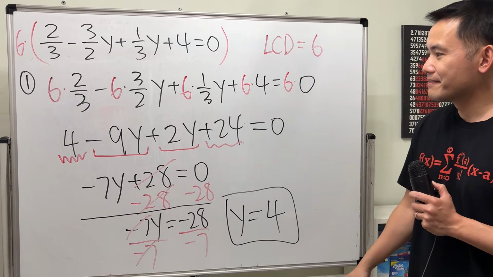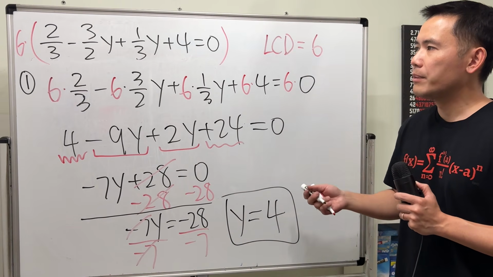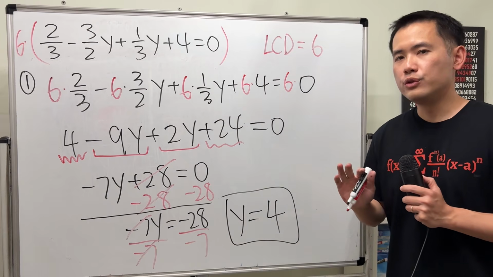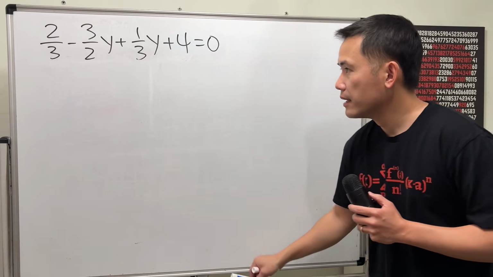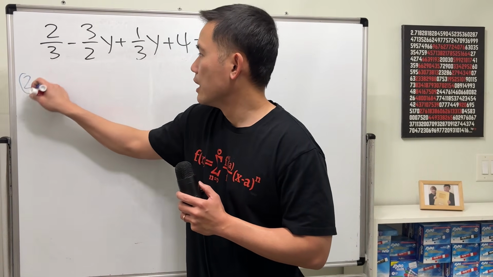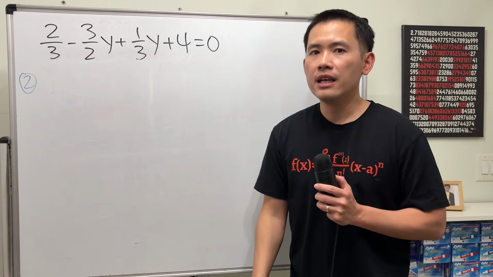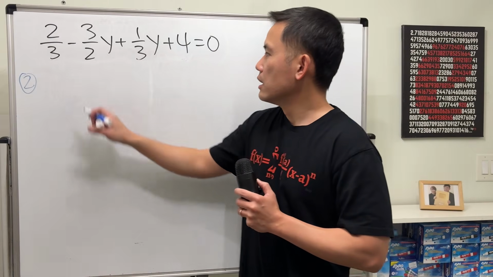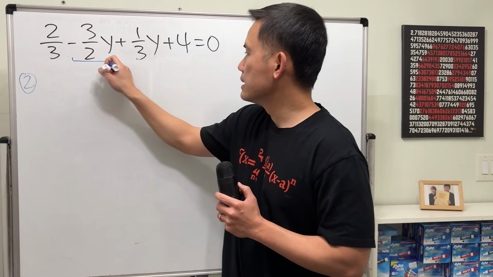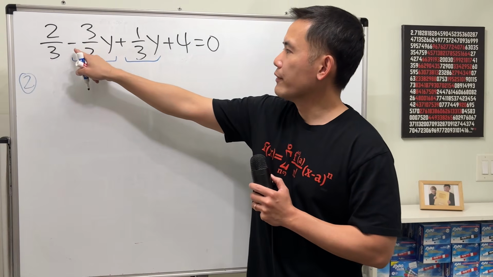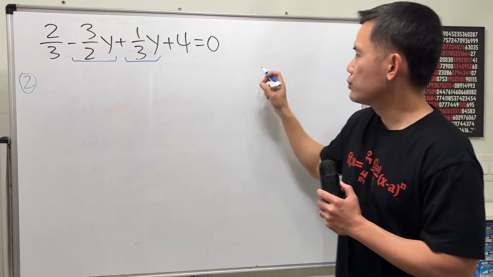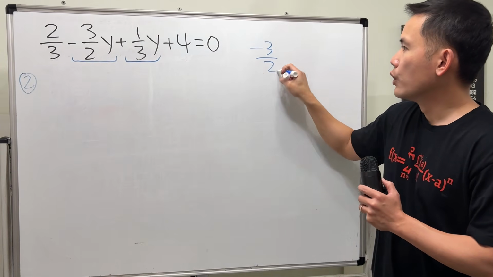Alright? Now, let me show you what will happen if you want to work with fractions, which is something that I will not recommend you to do. Here we go. The second way is that we combine like terms on the left-hand side and we work with fractions. So if you look at this and that, combining like terms means that we will have to combine negative 3 over 2 with 1/3.